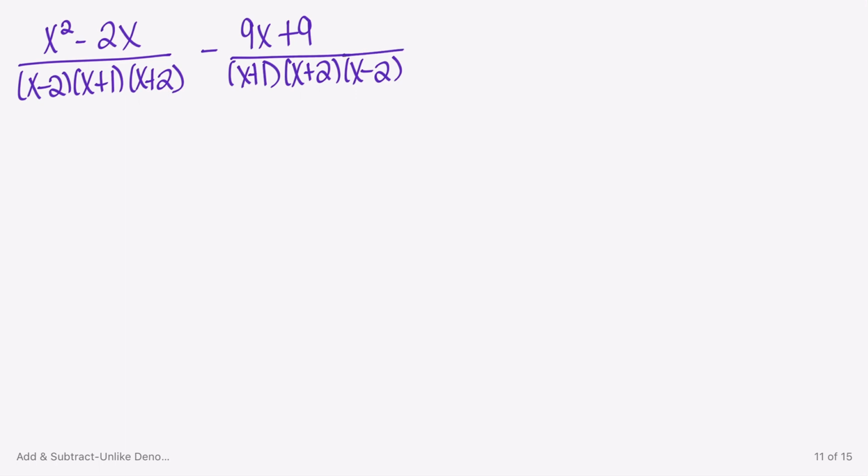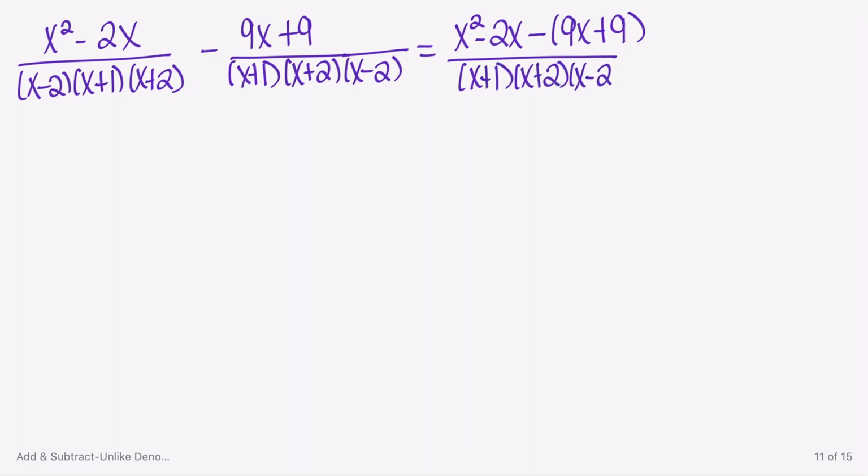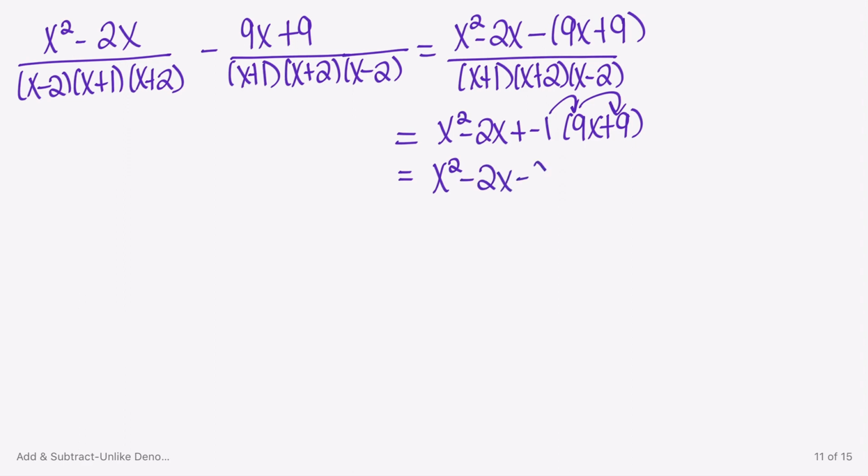So now that we finally have a common denominator, we can go ahead and subtract these two numerators. So we have x squared minus 2x minus, and then 9x plus 9, right? We're subtracting all of it, so it goes in parentheses. And then that, once again, is over the common denominator. Now let's rewrite this subtraction as adding the opposite. So I have x squared minus 2x plus negative 1 times 9x plus 9. I'm going to distribute that negative 1. So that gives me x squared minus 2x minus 9x minus 9 over our common denominator.